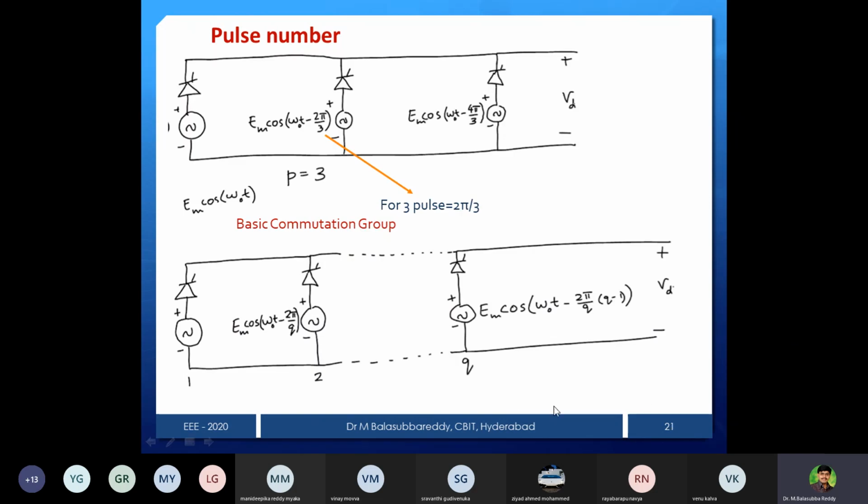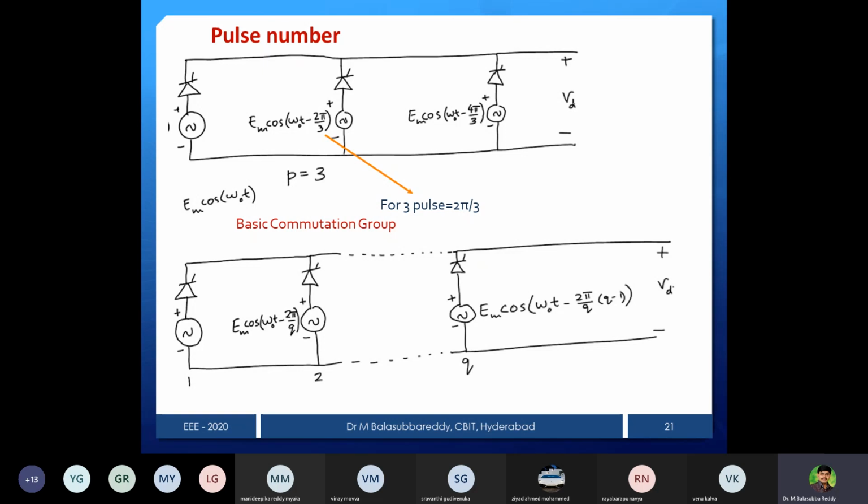This is defined for a P pulse converter or a Q pulse converter. I am connecting this one valve, two valves, and so on. There are three valves I represented there. Like that, if I connect some Q number of valves, I mention one, two, and so on. Finally, there is 2 pi by q, because 2 pi is 360 degrees, based on the number of pulses. If it is 2 pulse it is 2 pi by 2, 3 pulse it is 2 pi by 3, and so on, so you get 2 pi by q. This is the basic commutation group.